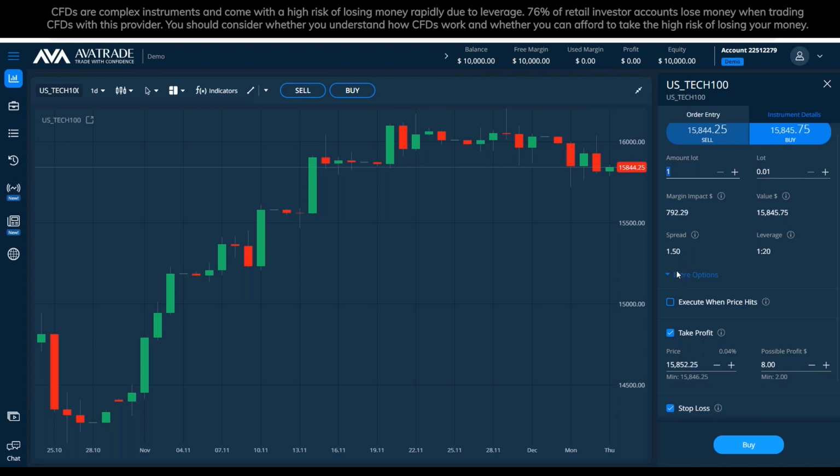NASDAQ is a main part of the indices. We have an umbrella that is called NASDAQ. We have a bigger umbrella that is called indices. Underneath you're going to find Dow Jones, FTSE, DAX, and so on. And NASDAQ by itself is also an umbrella. You're going to find Amazon and Apple, and I think Tesla is also there.